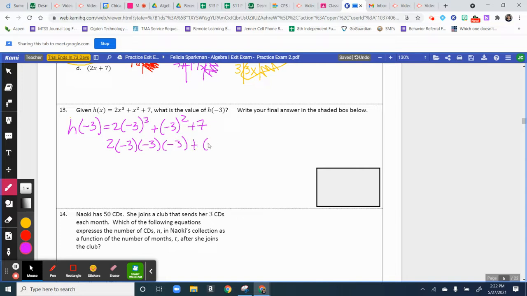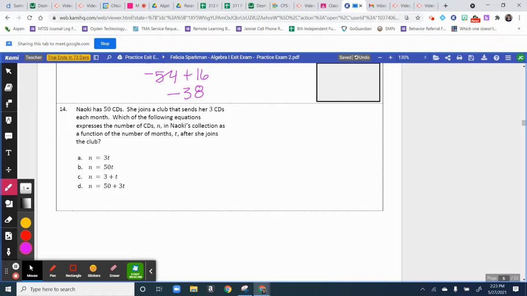The big thing that you have to remember though is the number being expanded is a -3. What happens a lot is that students don't include the negative and then end up with the wrong answer because they get the wrong sign. So then this is -54 plus 9 plus 7. -54 plus 16. So -38. Okay.